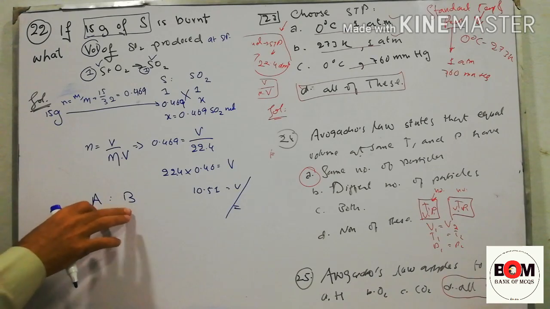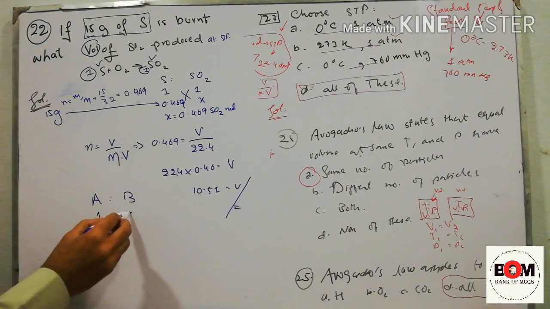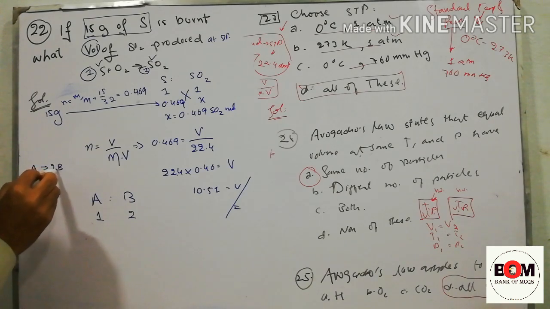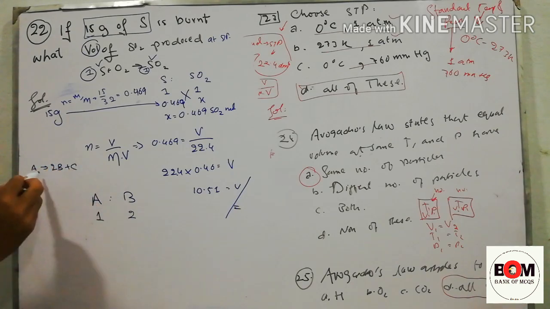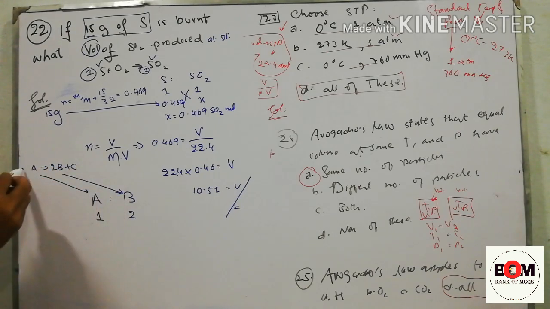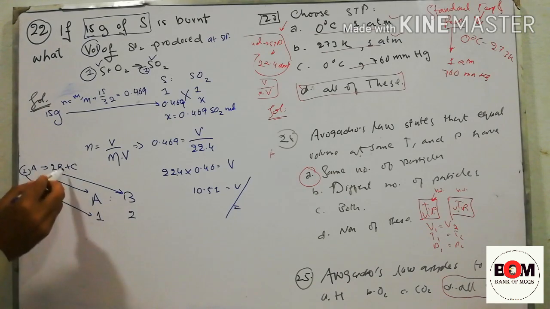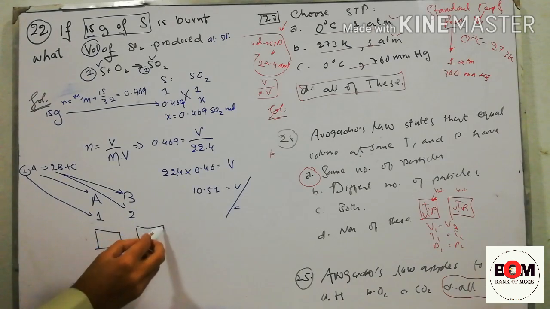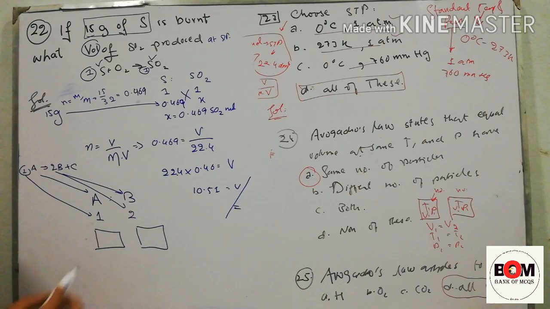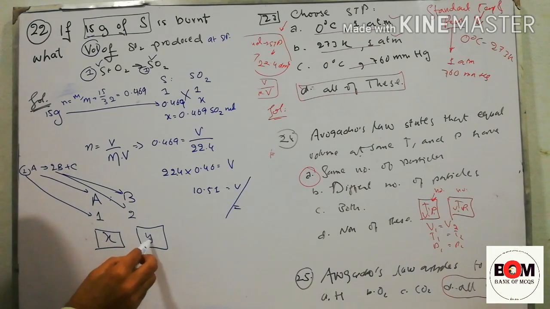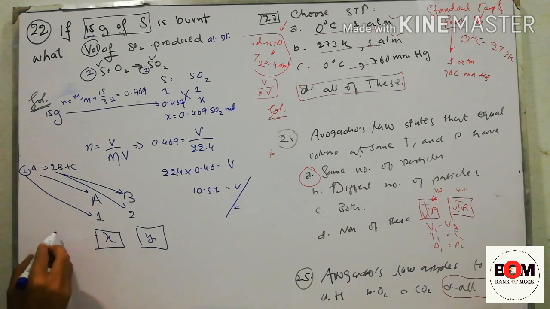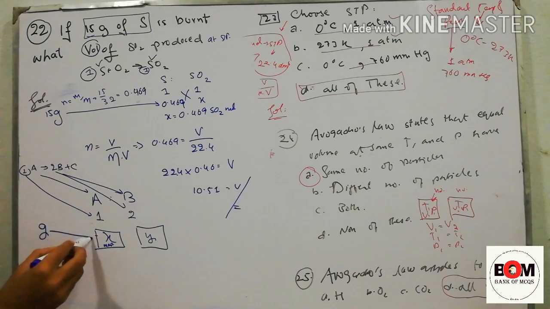But this is for extra information. From the reaction, we select two substances, A and B, and we will put these values. For example, 1 A gives us 2 times B. The next step, we will write the values. The third step, they will give us one value, like if they asked for X and they have given us Y. So they can give us Y in three forms. Simply, if they give us moles, we will write it here, but if they give us grams, we will convert it into moles.